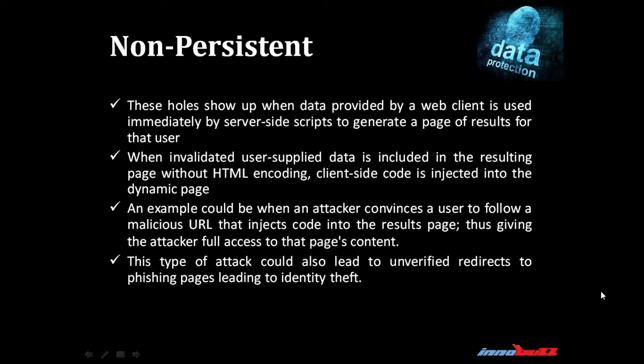Non-persistent cross-site scripting is a temporary form of injection vulnerability. These holes show up when data provided by a web client is used immediately by server-side scripts to generate a page of results for that user. When non-validated user-supplied data is included in the resulting page without HTML encoding, this will allow client-side code to be injected into the dynamic page. An example could be when an attacker convinces a user to follow a malicious URL that injects code into the results page, thus giving the attacker full access to that page's content. This type of attack could also lead to unverified redirects to phishing pages, leading to identity theft.